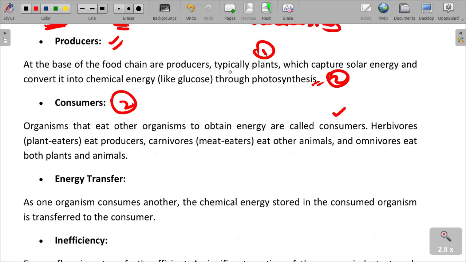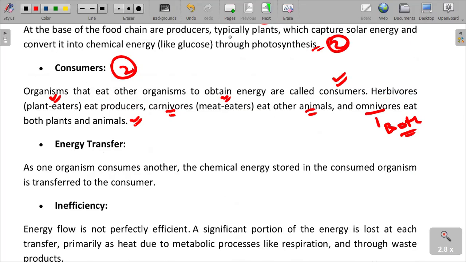And then two, we have got the consumers. Organisms that eat other organisms to obtain energy are called consumers. Herbivores are plant eaters. They eat producers, which are the plants. Carnivores eat meat, which is other animals. And omnivores eat both plants and animals. So that is what you call consumers.